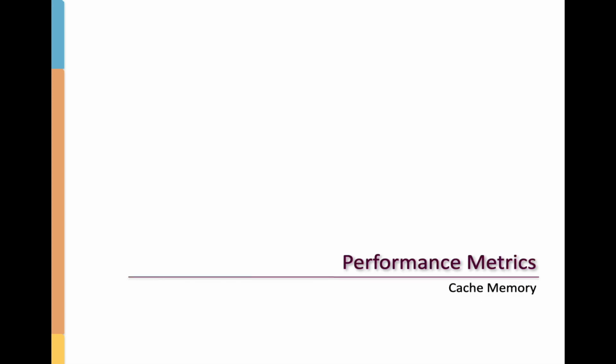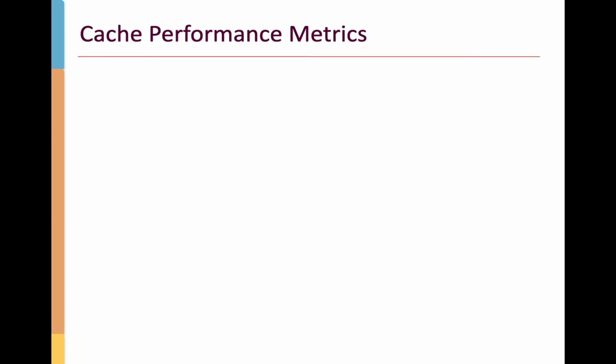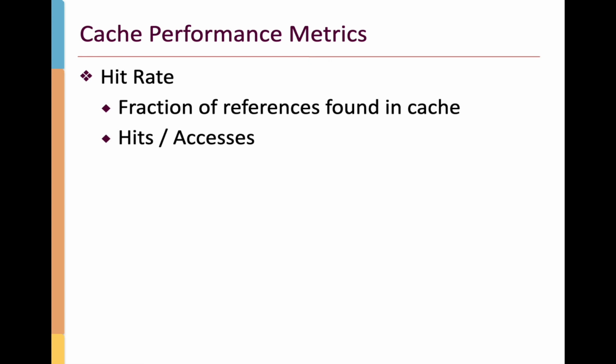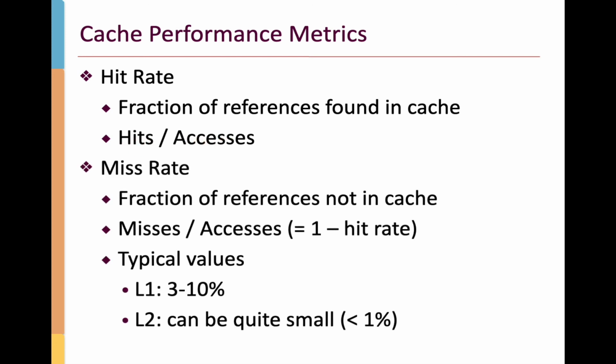Finally, let's talk about some performance metrics for caching. So the first one, and most common one that you'll hear referred to, is called the hit rate, and this is basically just the fraction of all memory references that are found in the cache. And you can calculate this by the number of hits divided by the number of accesses. Straightforward. There's also a corresponding miss rate, which is the fraction of references that are not found in the cache, and this is defined as the number of misses over the number of accesses, which you can see is also 1 minus the hit rate.